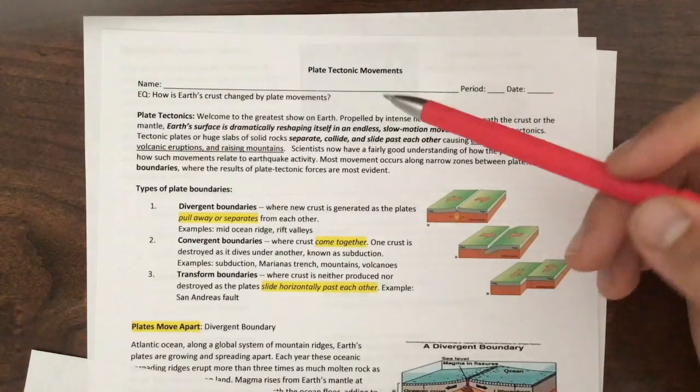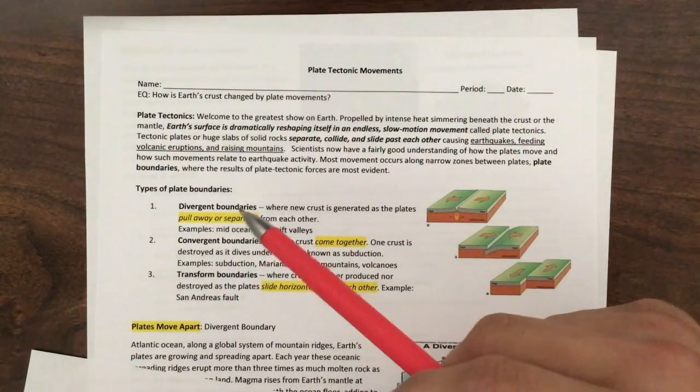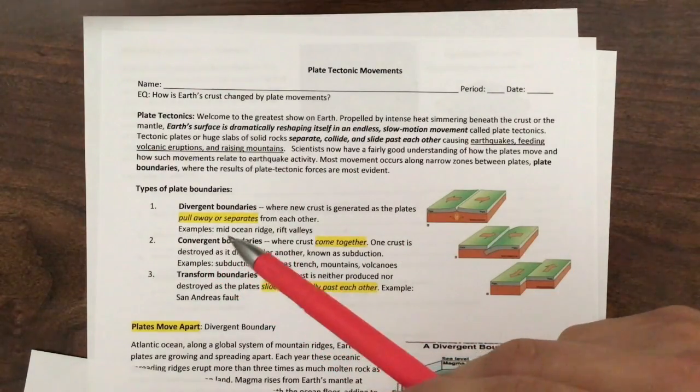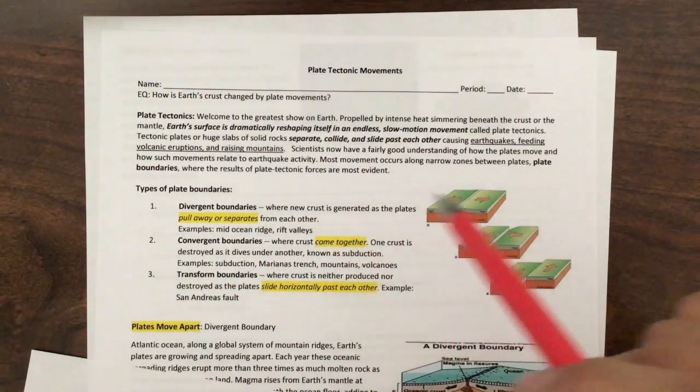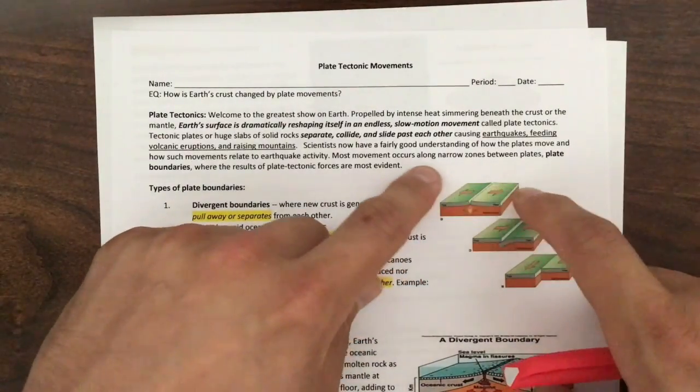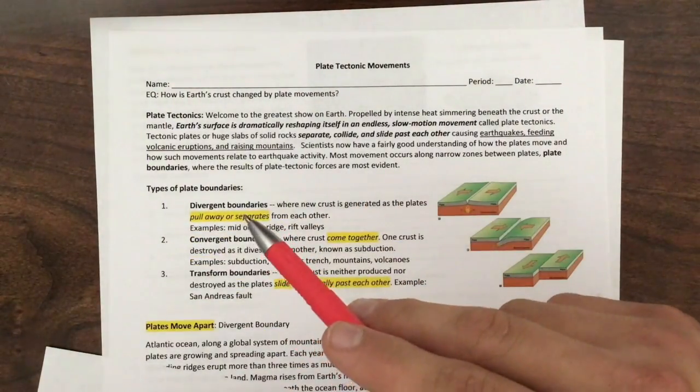Okay, all right. So, divergent boundaries. All right, where the crust is generated as the plates pull away or separate from each other. So you see how they're pulling away, they're separating. Okay, that's a divergent boundary.